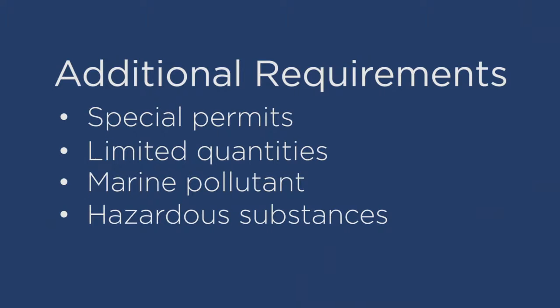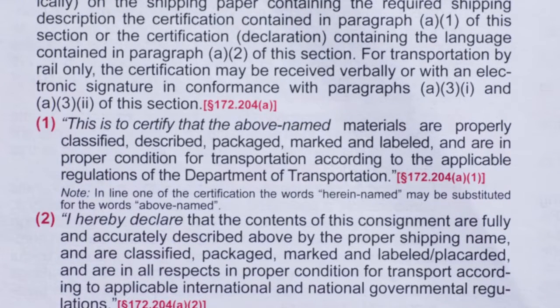Regardless of the format, the shipping paper must contain a certification statement that certifies that the shipper or the offerer has done everything that they should be doing to bring that shipment fully in compliance before it's offered for transport. And the certification statement can be described in the following 2 ways. This is to certify that the above named materials are properly classified, described, packaged, marked, and labeled, and are in proper condition for transportation according to the applicable regulations of the Department of Transportation.